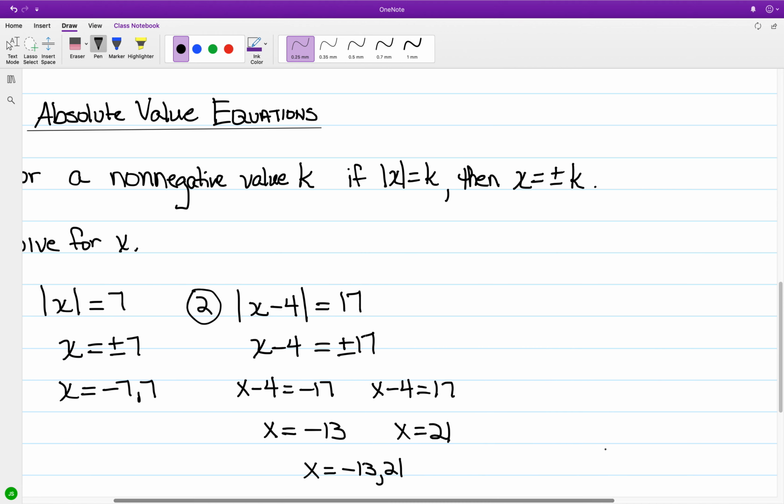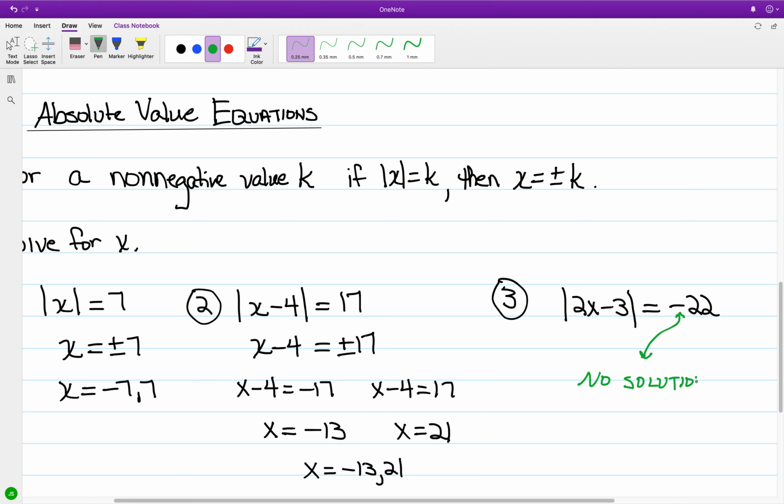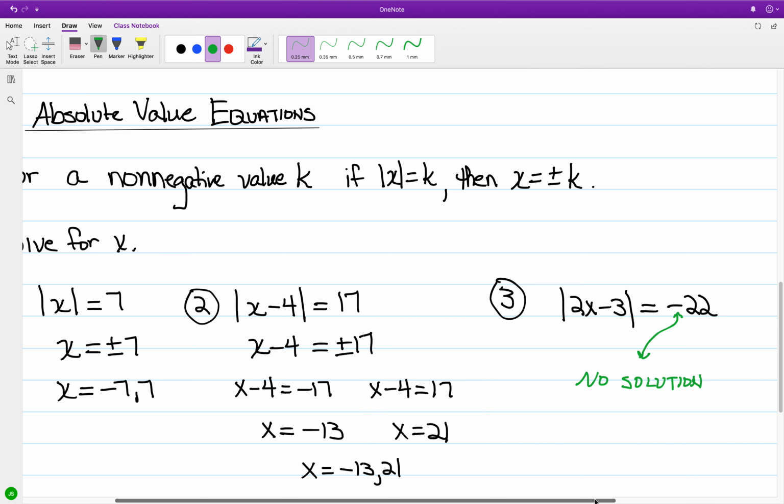Now in the third case, we have the absolute value of 2x minus 3 is equal to negative 22. If you notice, the absolute value of 2x minus 3 is equal to negative 22. Since absolute value cannot be negative, in this particular case there is no solution for x.